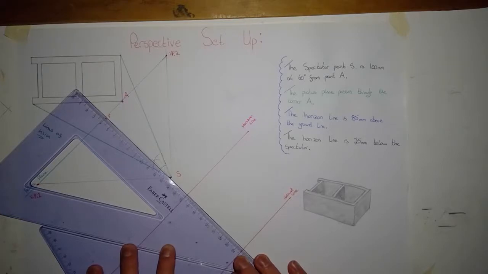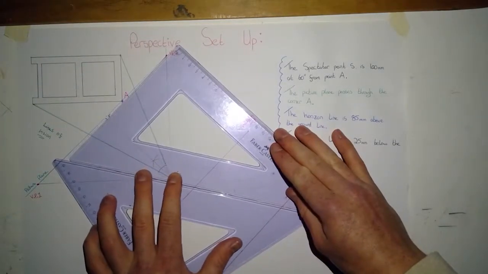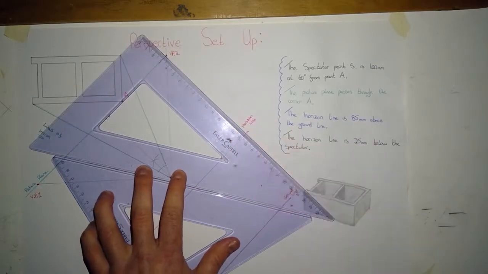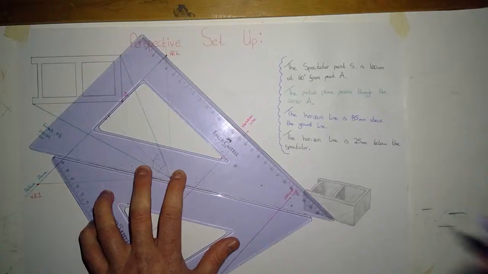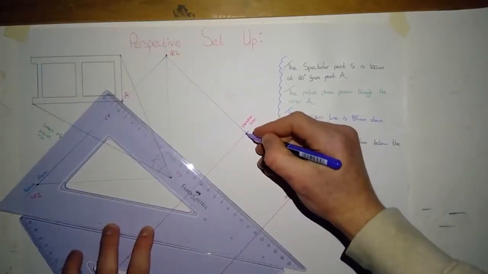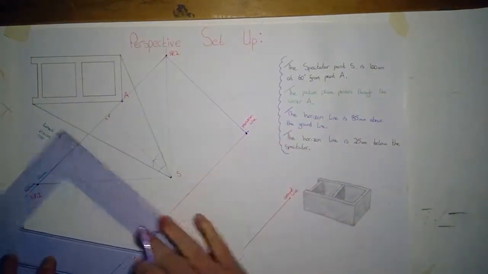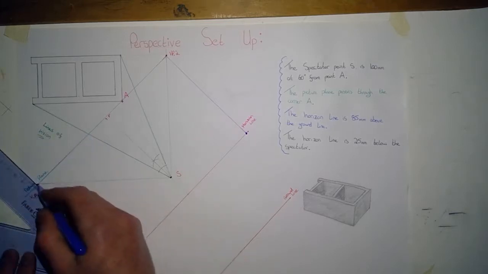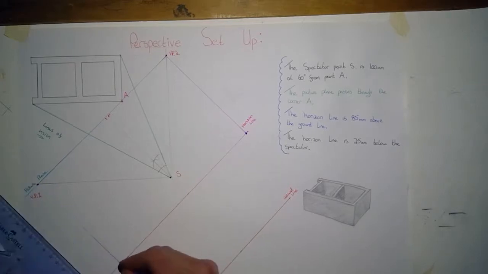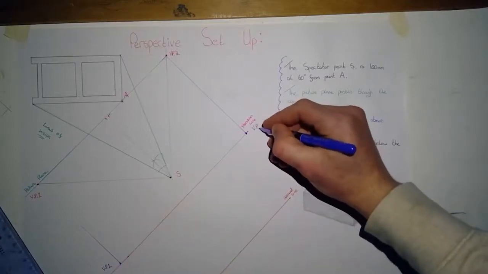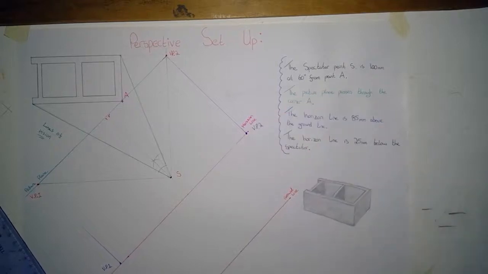Okay, so set up our sliding set squares once again. We bring down these vanishing points perpendicular to the picture plane, ground line or horizon line, or parallel to that bisector line. We just bring them down to the horizon line. So that's VP1 on my horizon line, and that's VP2 on my ground line.